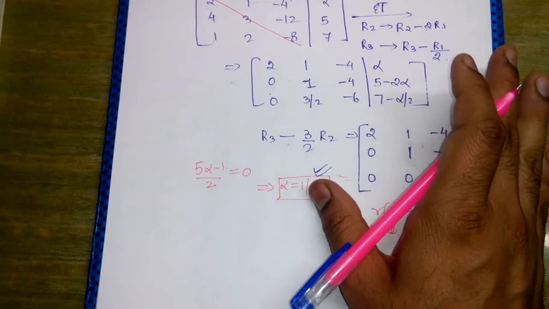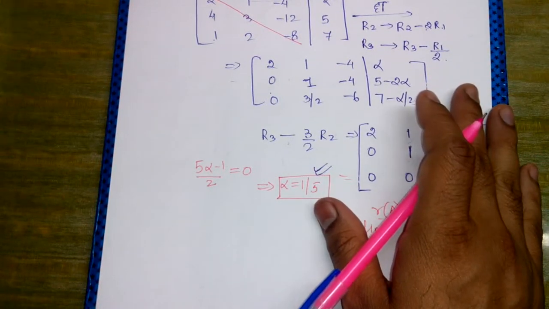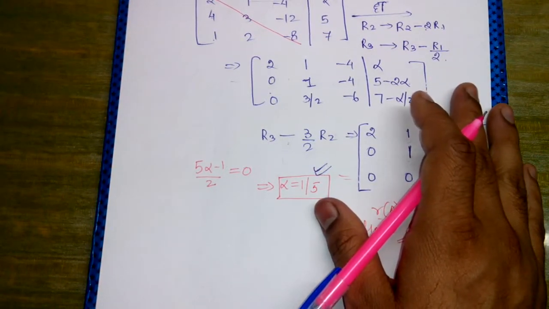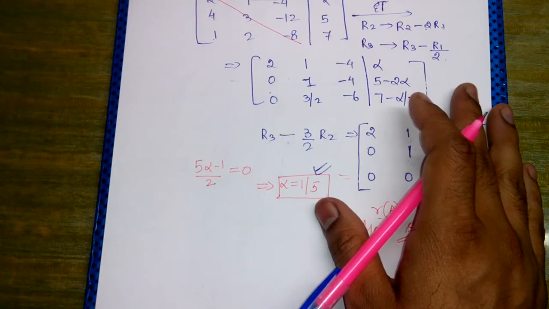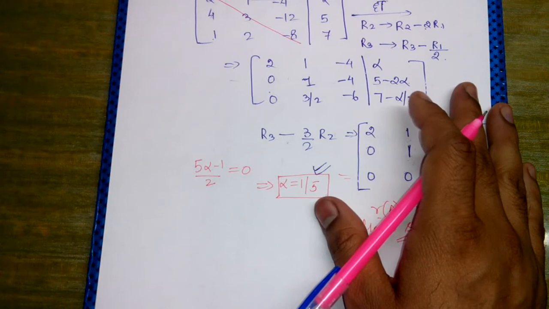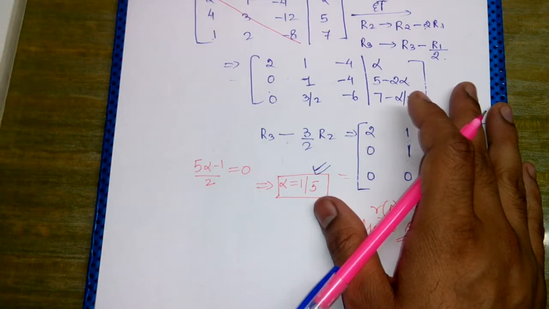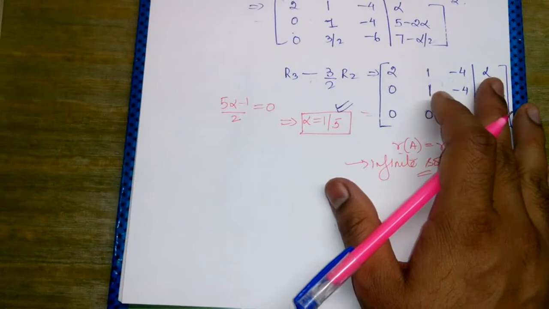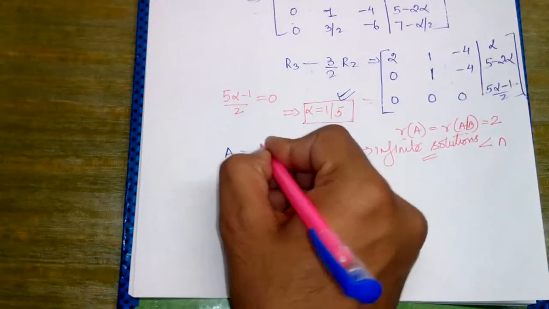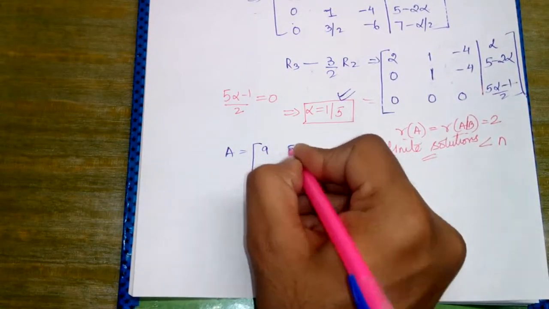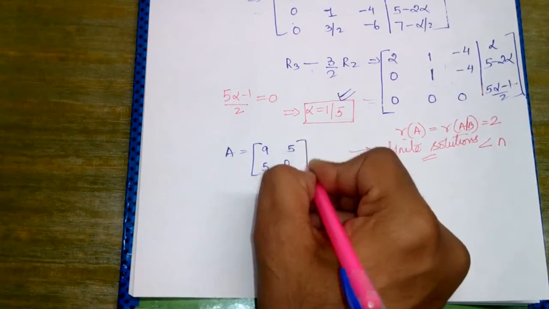Hence the value of alpha equal to 1 by 5 satisfies the given condition. So this was all about the rank of the matrix, and now we shall be discussing or solving the problems related to eigenvalues and eigenvectors. Say for example, we have been given a matrix A: 9, 5, 5, 8.